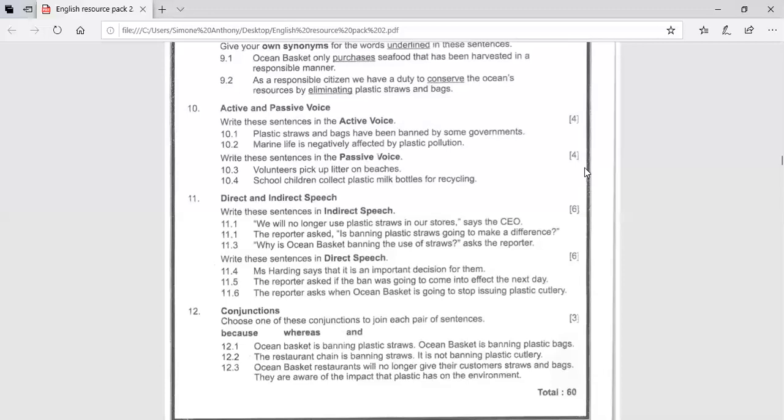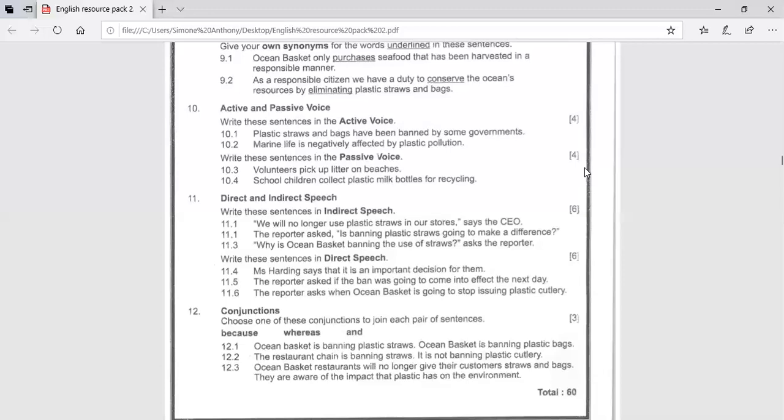Now, if you're looking at 10.3, where we have to change it from active to passive voice. The first one is volunteers pick up litter on beaches. That would change to litter on beaches is picked up by volunteers. 10.4, school children collect plastic milk bottles for recycling. Milk bottles for recycling are collected by school children.